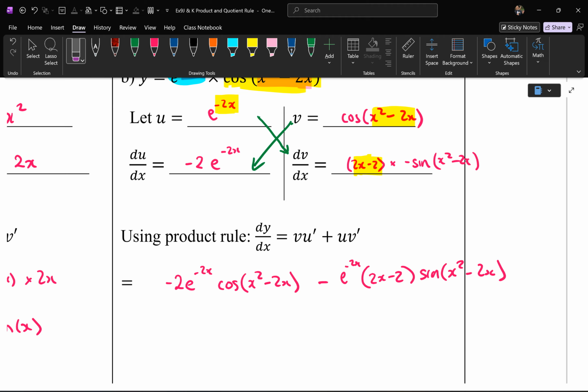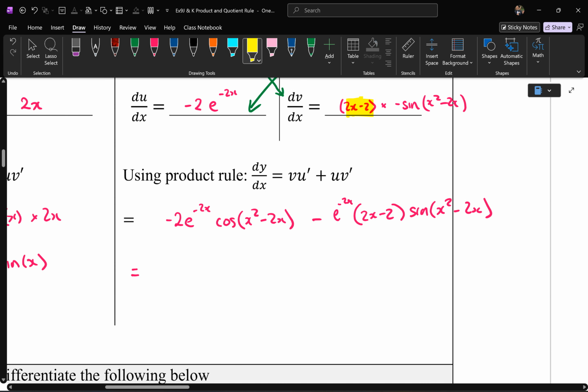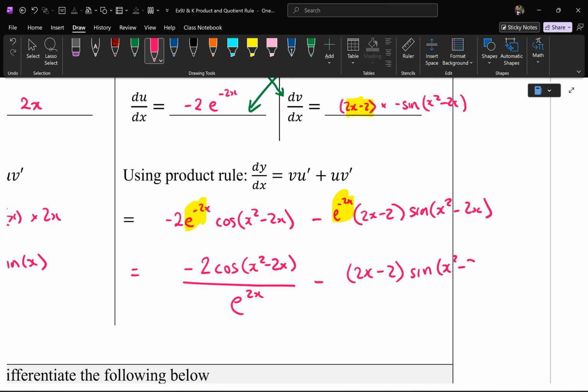I'm just thinking for the exam, don't leave your answers with a negative power. I probably would just swap it to the bottom. They both have an e to the negative 2x. I would rewrite it as the denominator with a positive power. So it should be negative 2 cos of x squared minus 2x over e 2x, minus 2x minus 2 times sine of x squared minus 2x all over e 2x.